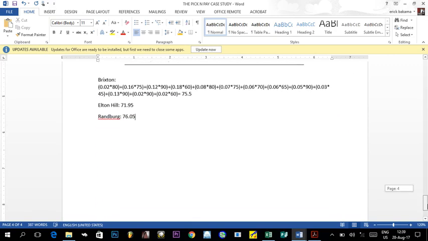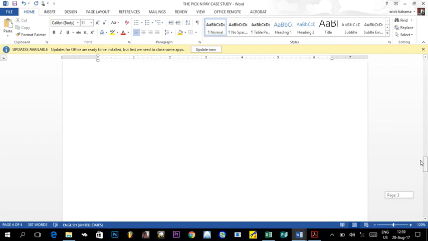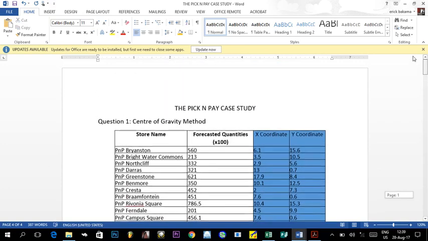Now based on the result that we get here, you notice that Brixton is 75.5, Elton is 71.95, and finally Randburg has a value of 76.05. In this case, we are going to take the highest value, the one that weighs the most. So it will be Randburg, and Randburg will be the best location. Having said that, this is all about location strategy.